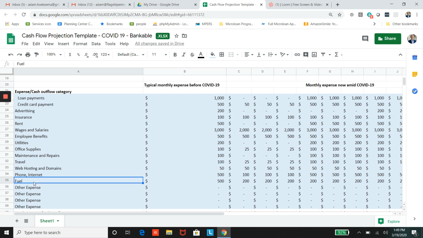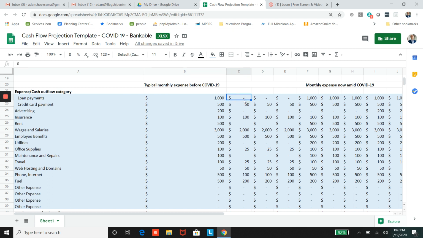And then what I want you to do is come in this column B and put in what your typical monthly expense or cash outflow would be for each of these categories before COVID-19. So in a normal month, what would these expenses be? Put that in just so we can see and kind of understand that.